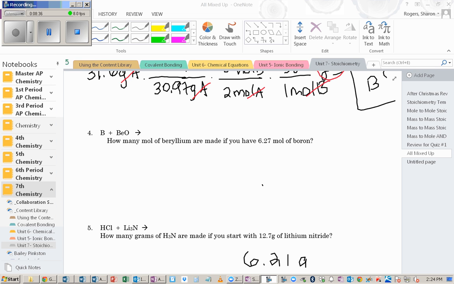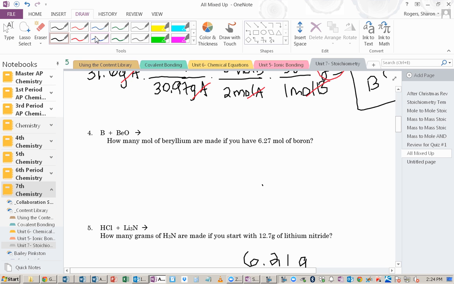So number 4, we have to finish out this equation. We have an element and a compound. This is a single displacement reaction. So plus, plus, minus. Switch the 2 positives, and we're left with Be and BO. Boron is a positive 3, and oxygen's a negative 2. So 2 and 3. If I balance this, I'll put a 2 here, and a 3 here, and a 3 here.